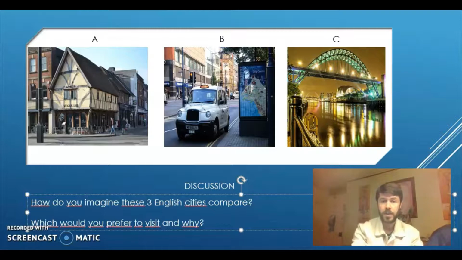The first task is I want you to look at these three pictures, A, B, and C. And two questions. First, how do you imagine these three English cities compare? And the other question is, which would you prefer to visit and why? Note down some ideas on a piece of paper or talk to your partner for 3 minutes.